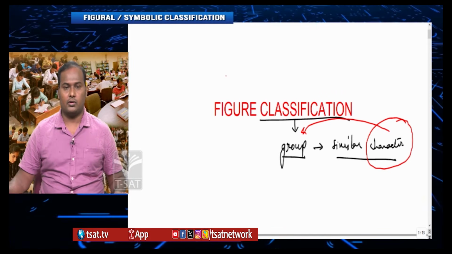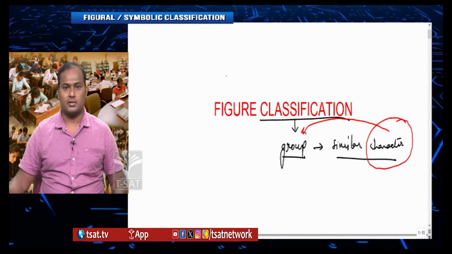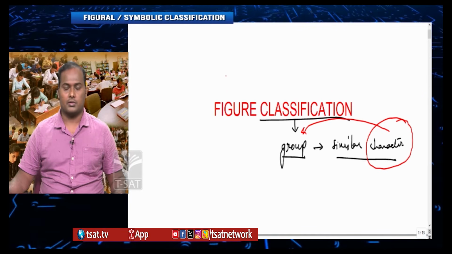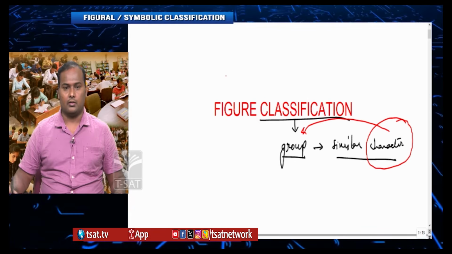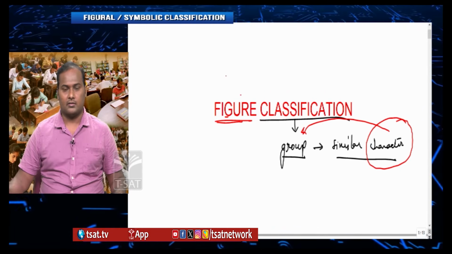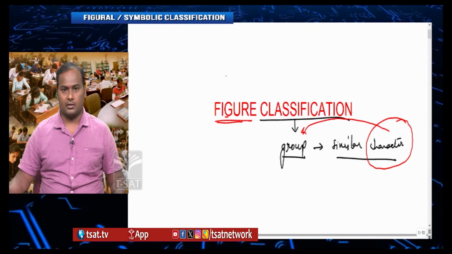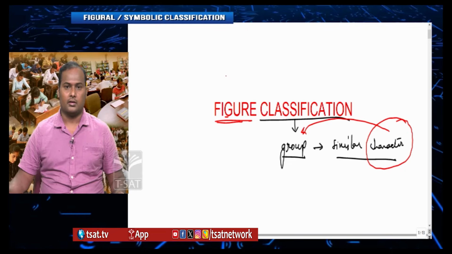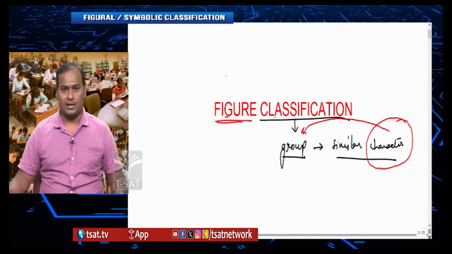The examiner is going to test the observation skill, that based on which character he is going to form the groups, that too in figures. In this classification, we will see letter classification, number classification and figure classification. And today we are going to see the figural or symbolic classification.